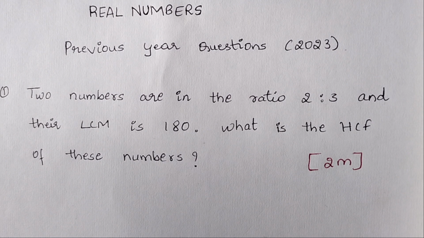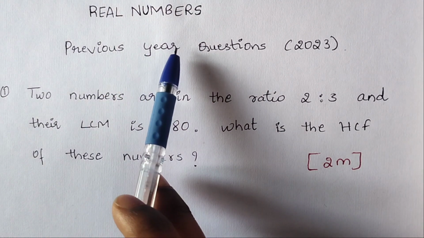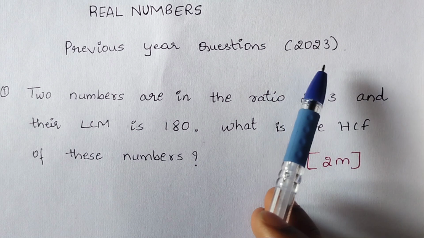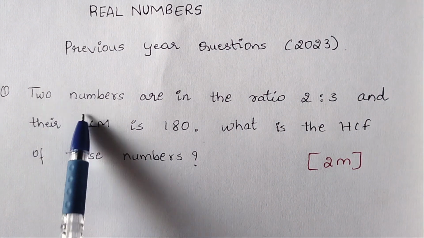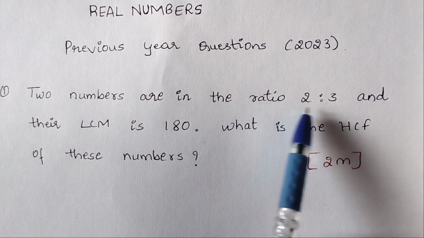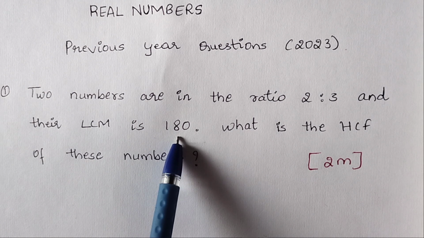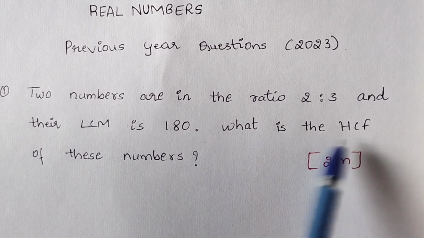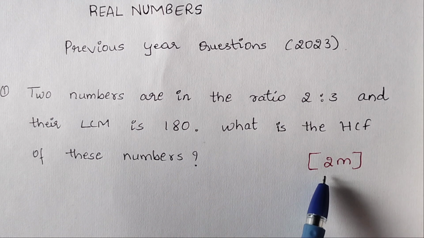In this video, I'll be discussing the questions of the chapter Real Numbers which occurred in the year 2023. The question is, two numbers are in the ratio 2:3 and their LCM is 180. What is the HCF of these numbers? This question was asked for 2 marks.